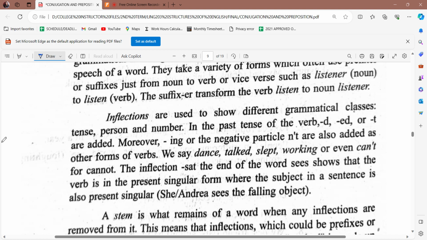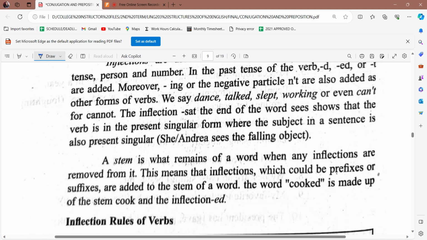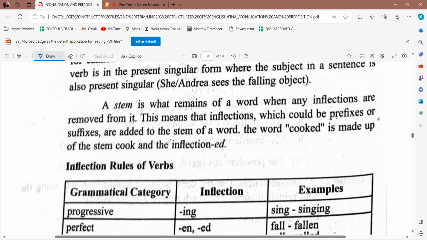In the past tense of the verb, d, ed, or t are added. Moreover, the suffix ing or the negative particle n't are also added as other forms of the verb. We say dance, talked, slept, working, or even can't or cannot. The inflection at the end of the word sees shows that the verb is in the present singular form, where the subject in a sentence is also present singular. So she or Andrea sees the following object.